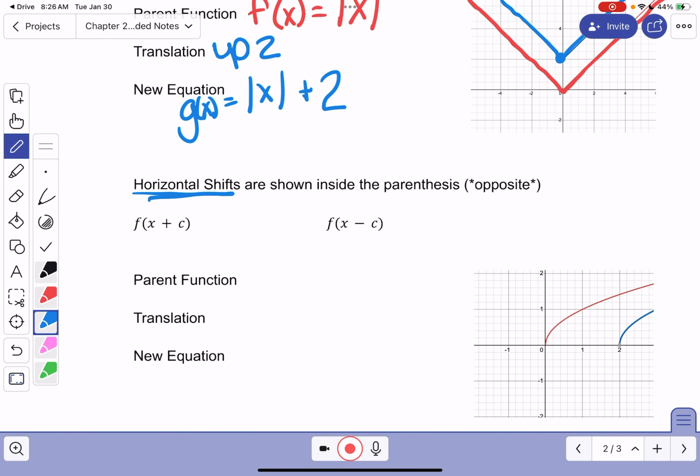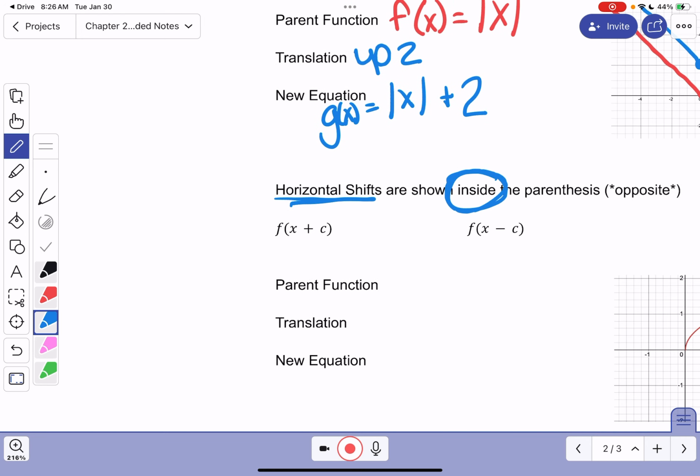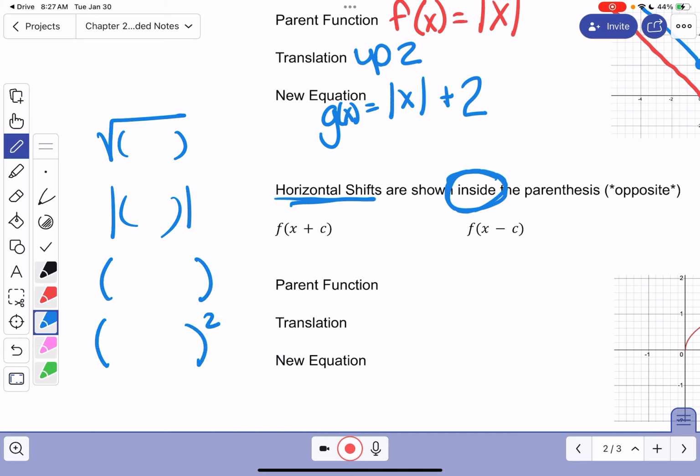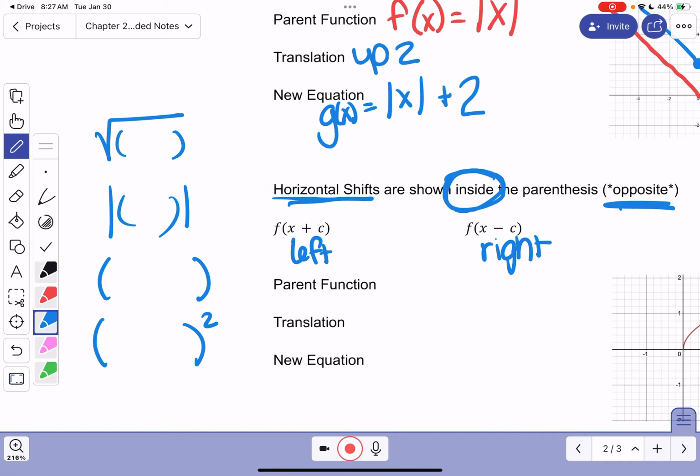Horizontal, left and right, are going to be inside the parentheses. So that means if it's a square root, it's inside the square root. If it's absolute value, it's inside the absolute value. If it's a line, it's inside the parentheses. If it's quadratic, it's inside the parentheses. So anything inside is telling you left and right. And you always do the opposite. So if it says plus, you're really going to move to the left. And if it says minus, you're really going to move to the right.